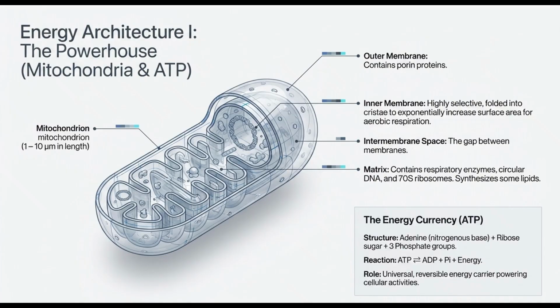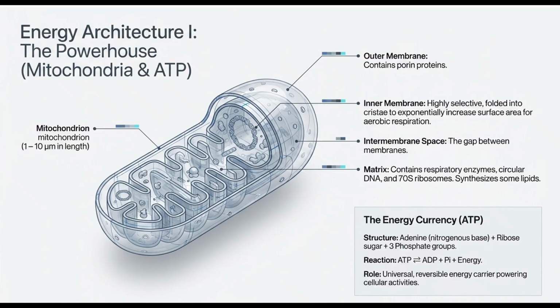Each mitochondrion is surrounded by a double membrane. The inner membrane is folded into structures called cristae. Okay, so we have this structure called the cristae, which greatly increases the surface area available for energy production. The matrix contains enzymes, circular DNA and the 70S ribosomes, etc. ATP, or adenosine triphosphate, serves as the cell's energy currency. Okay. So energy is stored in the phosphate bonds and released when ATP is broken down into ADP and inorganic phosphate.